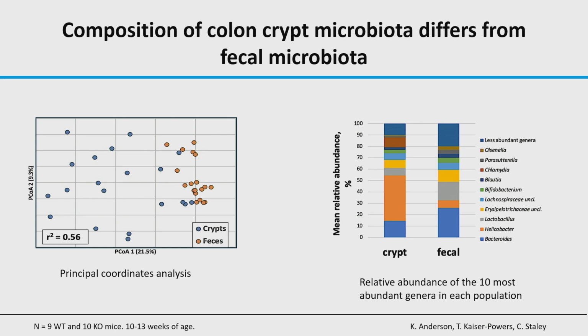we first compared the composition of the colon crypt microbiota to the fecal microbiota. Looking at the principal coordinates analysis on the left, we see a clear separation between the crypt samples and the fecal samples, and this indicates that these populations differ in bacterial species composition. This is supported by analysis of the 16S ribosomal RNA data, which shows that when the 10 most abundant taxa are analyzed for relative abundance, we again see a very distinct difference in the composition of the crypt and fecal samples. These results give some support to the idea that our crypt isolation was effective.